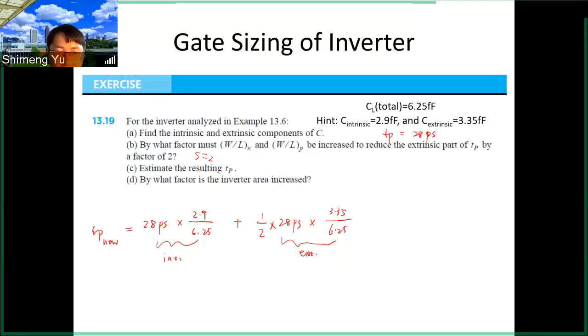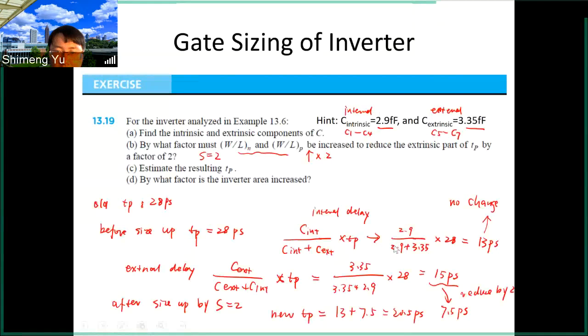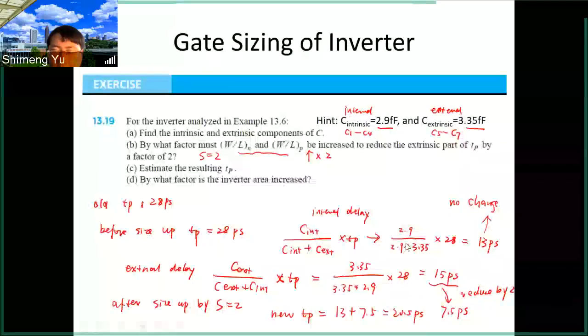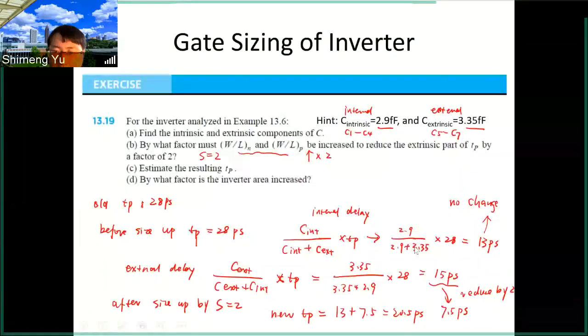And here is the solution. As we discussed, the intrinsic part of the delay, out of this 28 picosecond, is 13 picosecond. This part has no change. And the extrinsic part, out of 28, is 15 picosecond. This part will reduce by 2, and become 7.5 picosecond. So the new delay will be 13 plus 7.5, so it will be 20.5 picosecond.